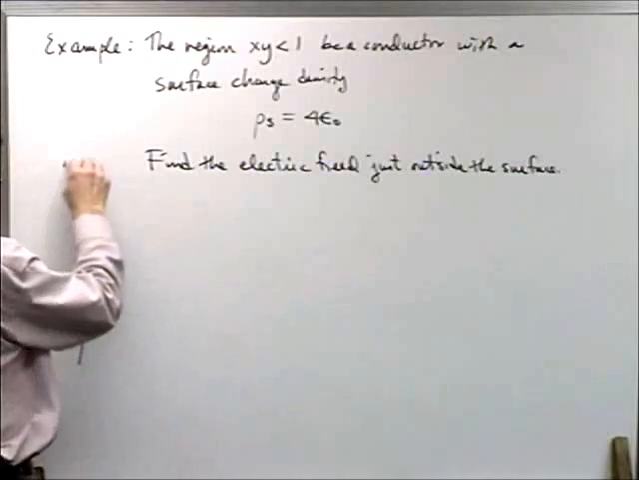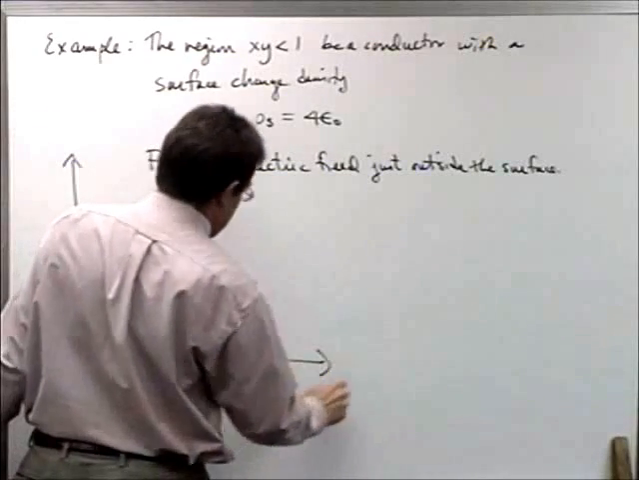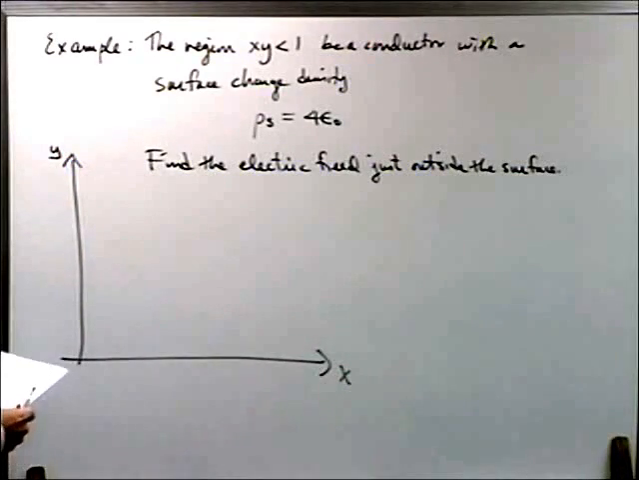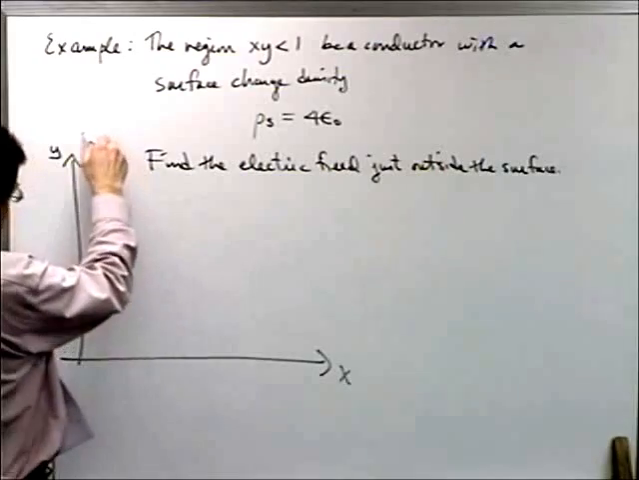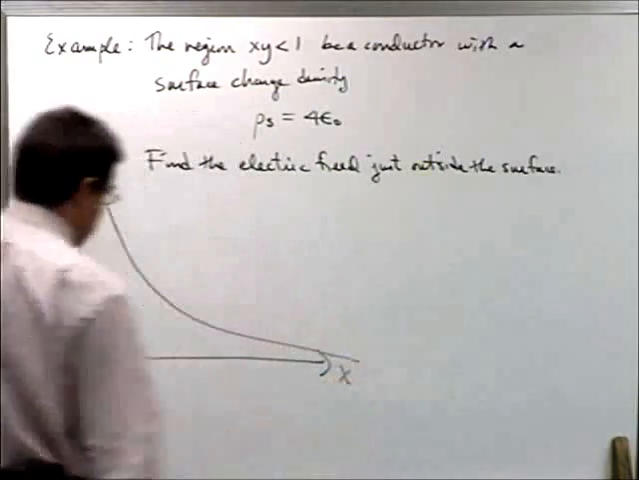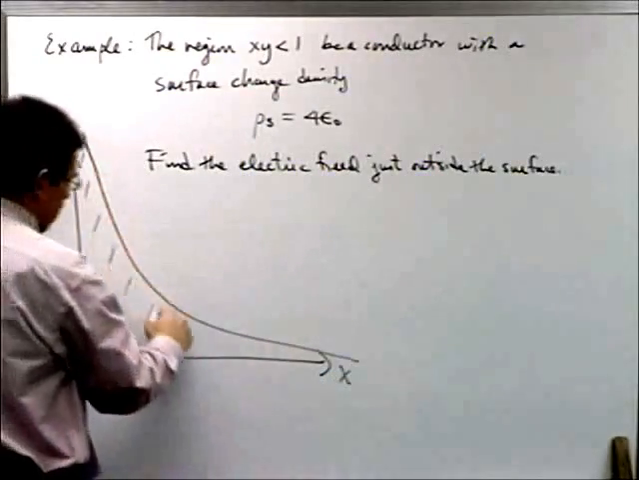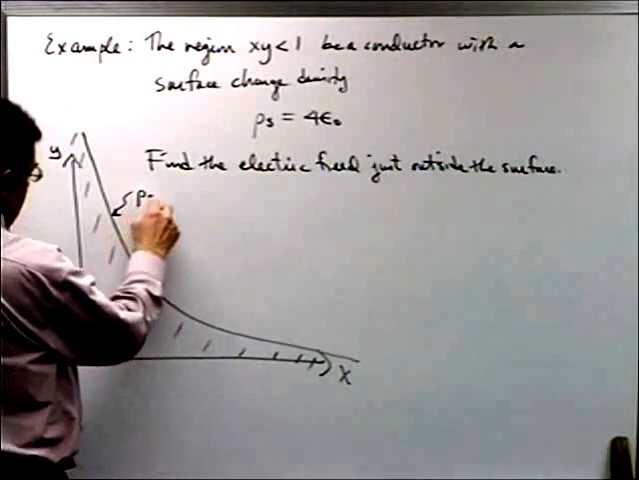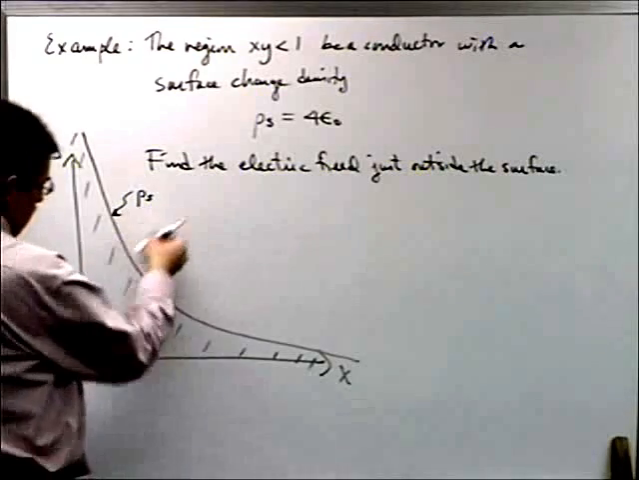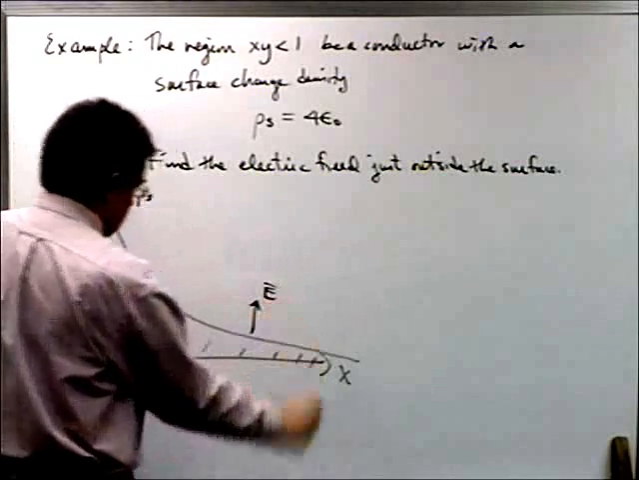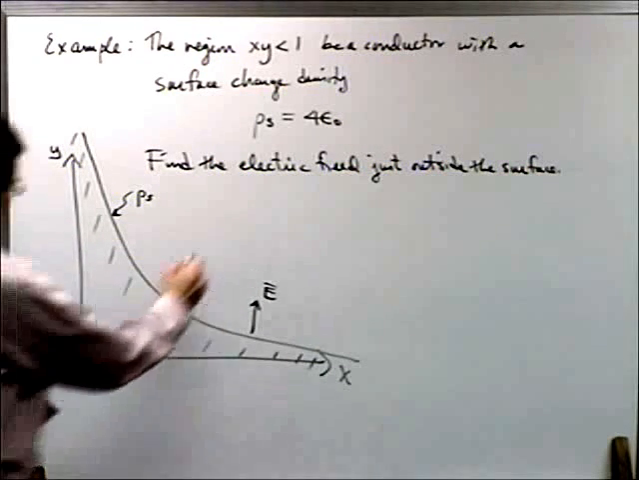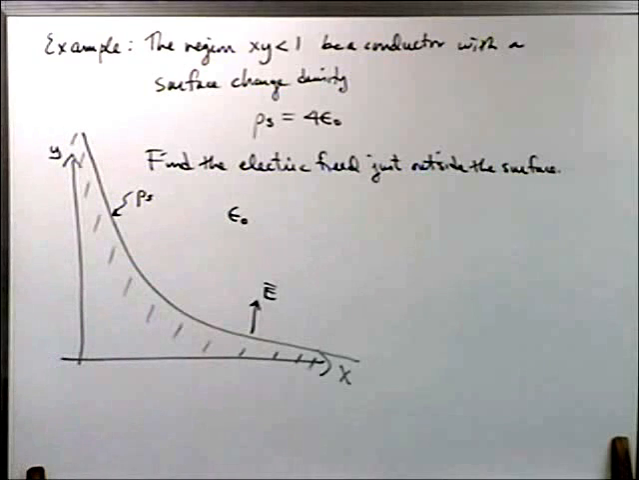Okay, so if we sketch this out, this is really just sitting here in the two-dimensional plane. xy less than 1 is I guess a parabola of some sort here. Looks like that. So this is our conductor to the left of that. And we've got some surface charge sitting on here, and that's going to produce an electric field of some sort out here in the air region. So this is epsilon 0 floating around outside there.